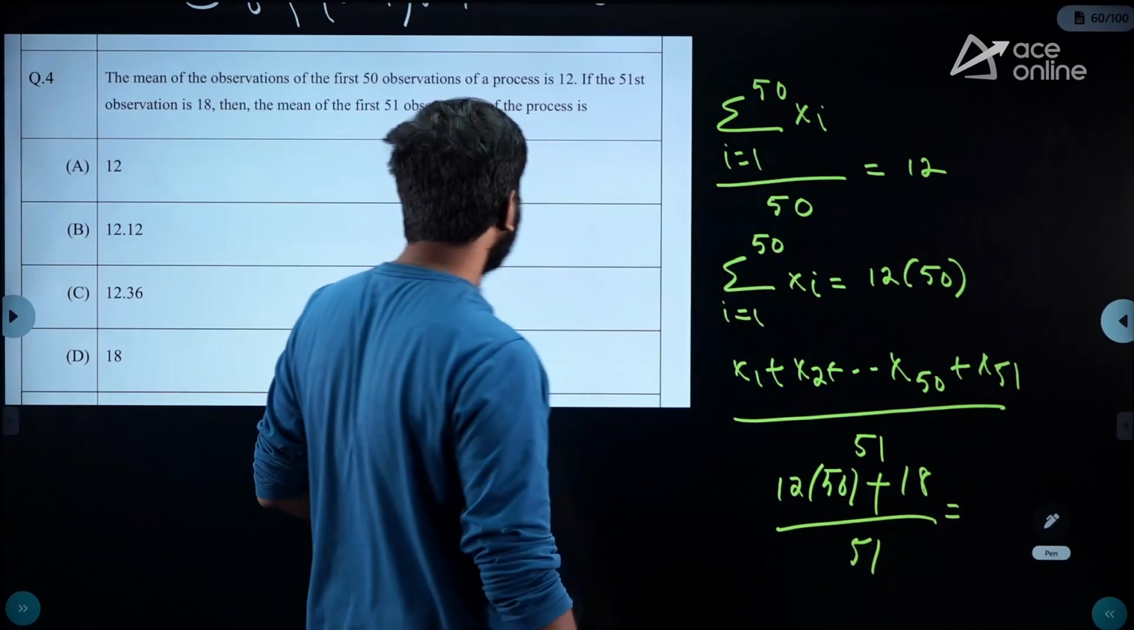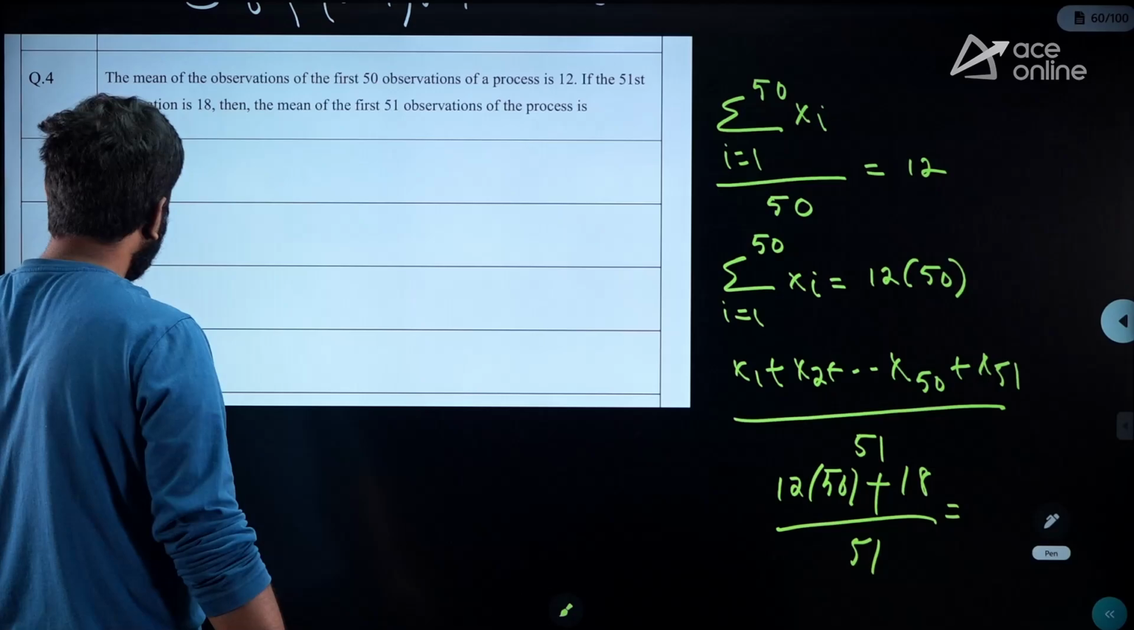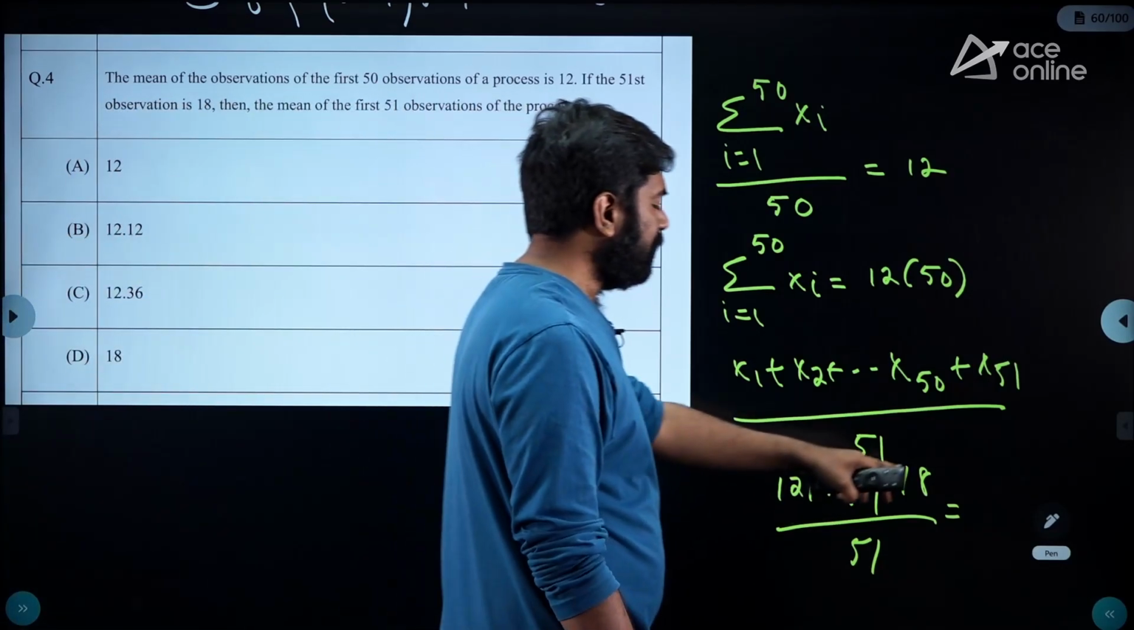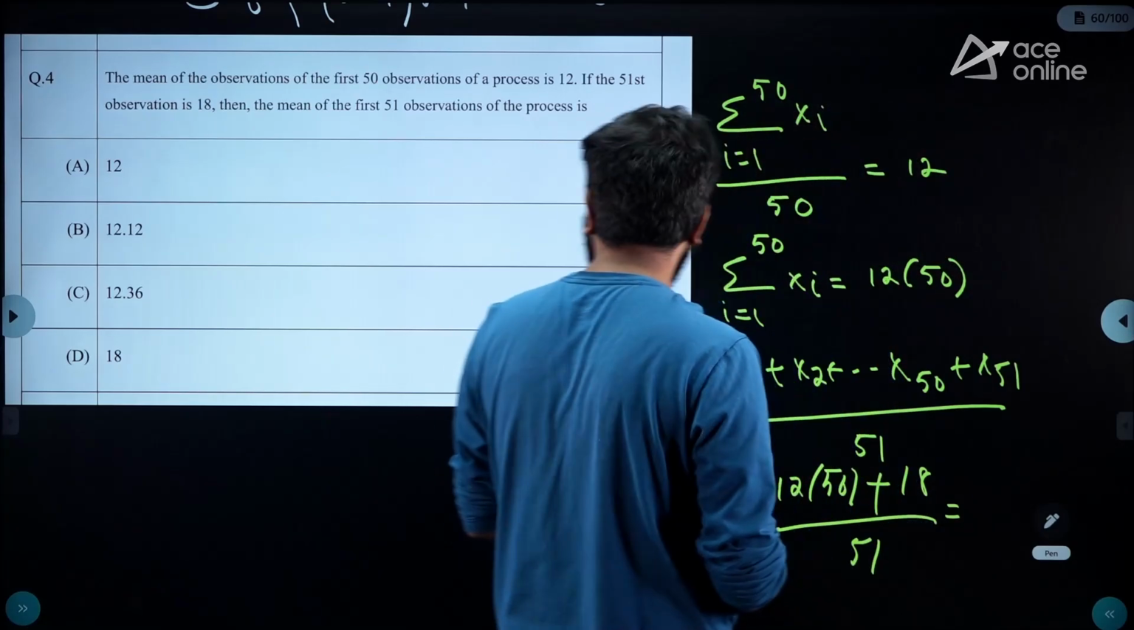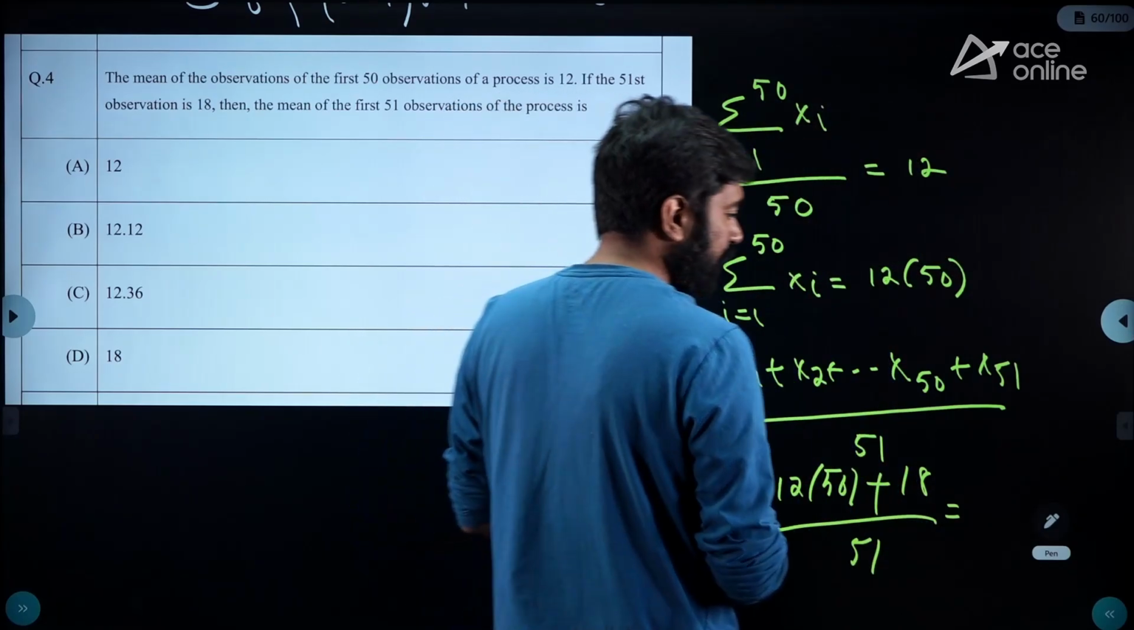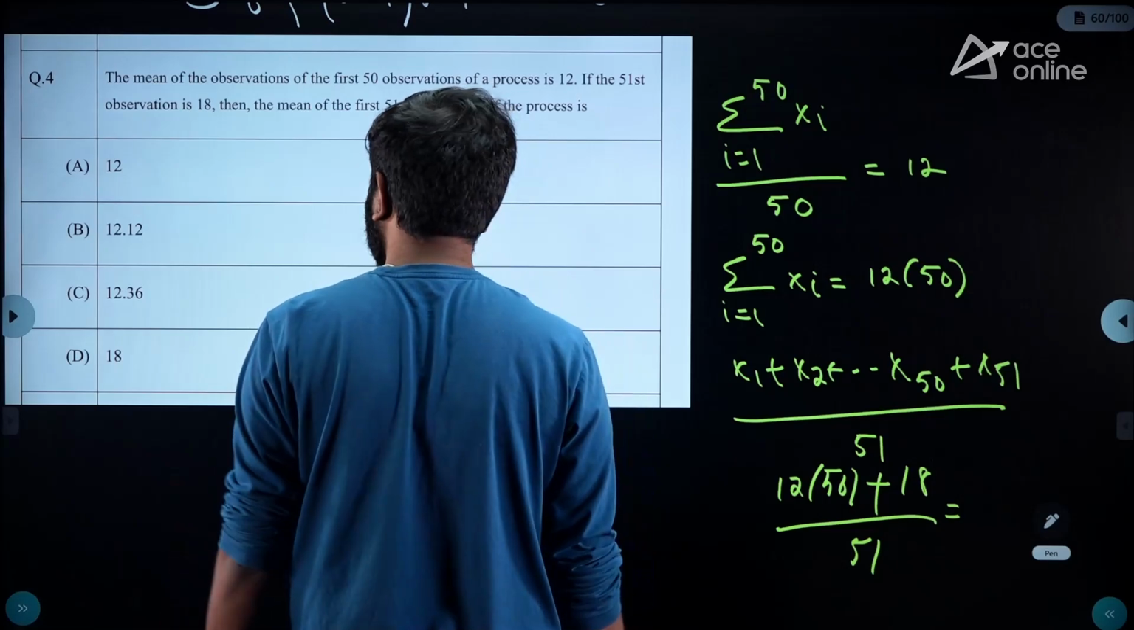Can you give me an answer? Which is one of these? You first tell me how much is the decimal value. Nishant says it is 12.117. Is 12.36 there?